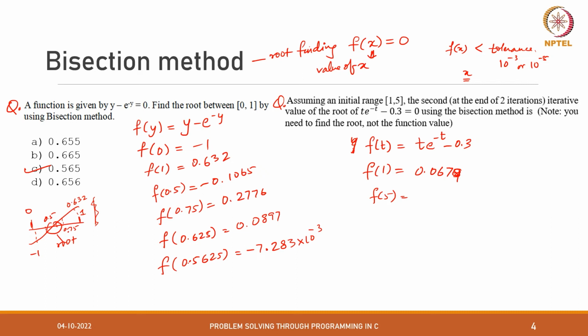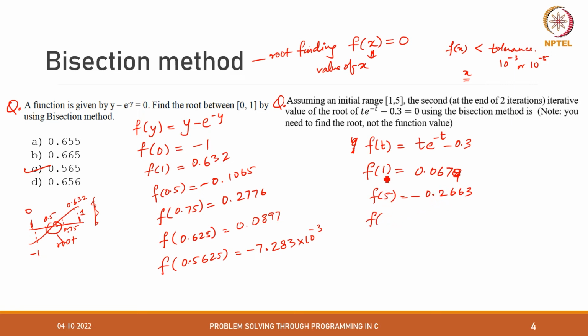So one thing you need to keep in mind, for the bisection method, it is necessary that the ranges, the lower limit and the upper limit, should be such that one will always have a positive value and the other will always have a negative value. Only then you will be able to find a root which is occurring between the lower limit and the upper limit. So here, as you can see, f of 1 is a positive value and f of 5 is a negative value. That means the root occurs somewhere in between.